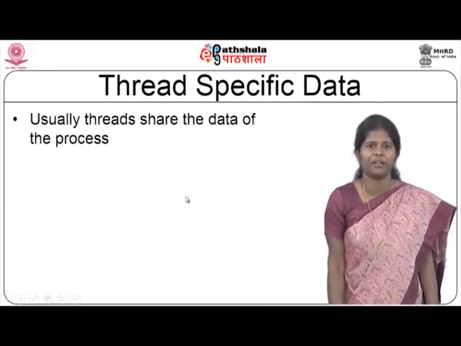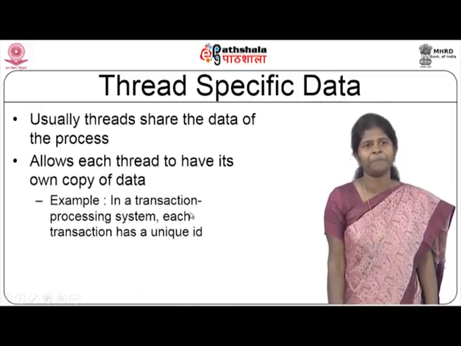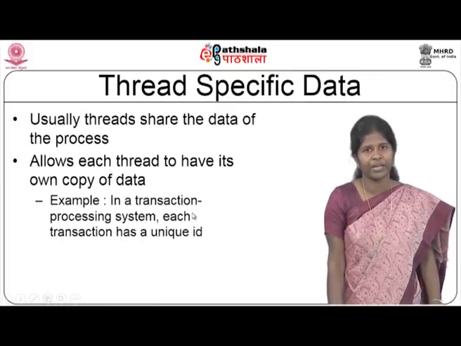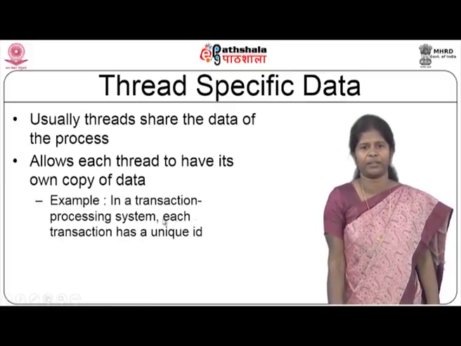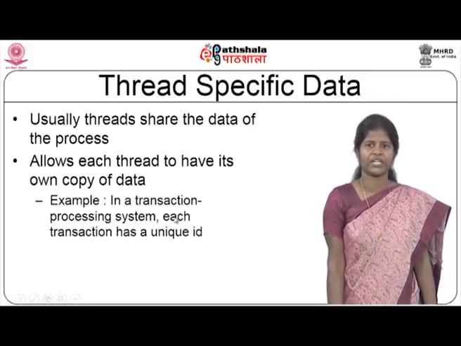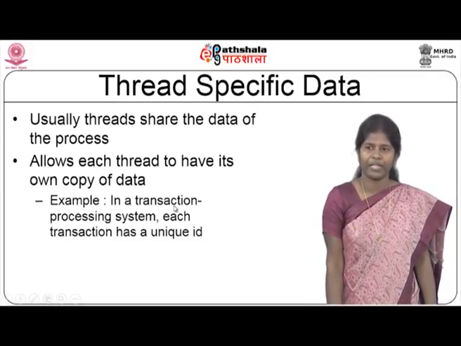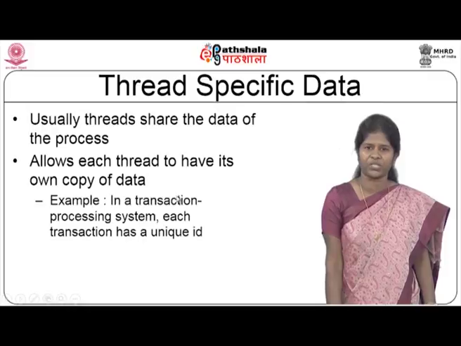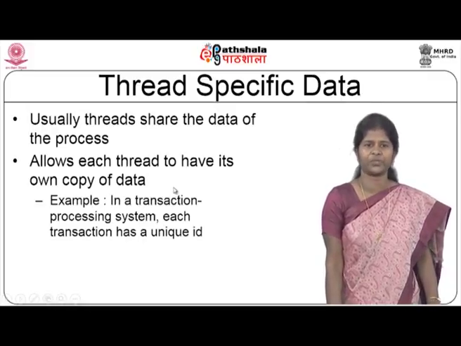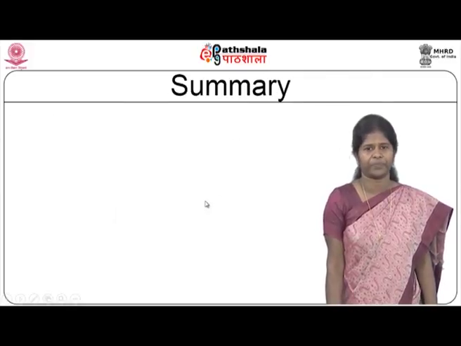And it is also possible to have thread specific data. Say, for example, if one particular thread needs to have its own copy of data. An example is a transaction processing system, where each transaction has a unique ID. Now, when a thread is created for a particular transaction, that thread can have its own ID which need not be shared with the main process, because this unique ID is specific only to this particular thread. So, thread specific data can also be allowed.